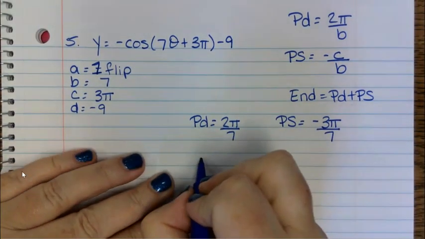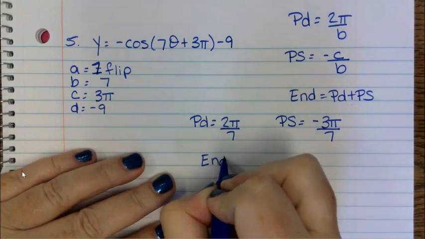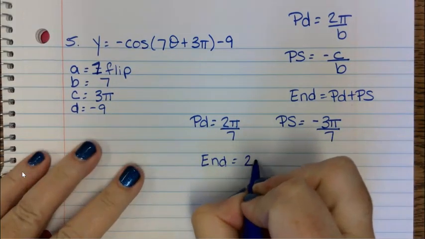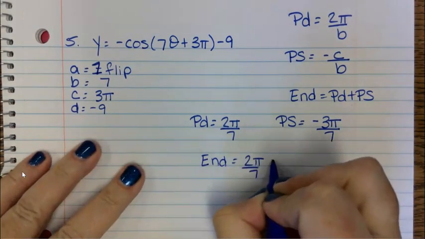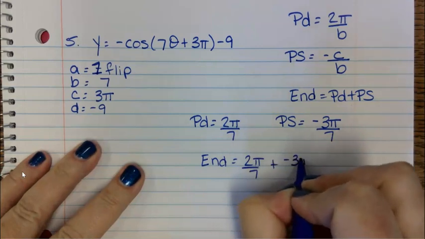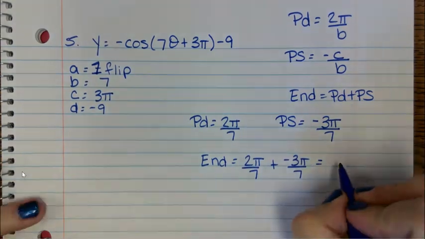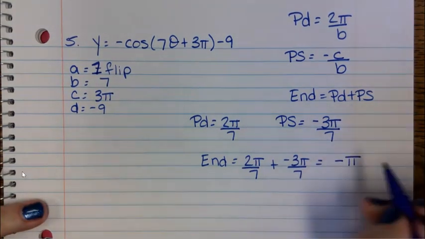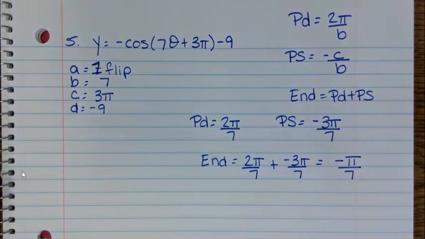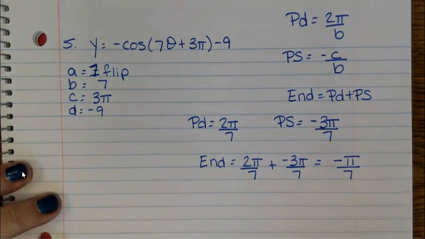Okay, now we've got to calculate the end. Period plus phase shift. So 2 plus a -3 is a -1 pi over 7. And you're done. Okay. Don't you wish all problems were that cute?